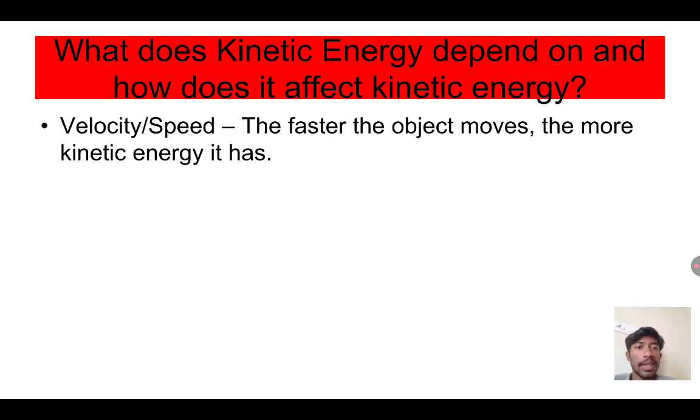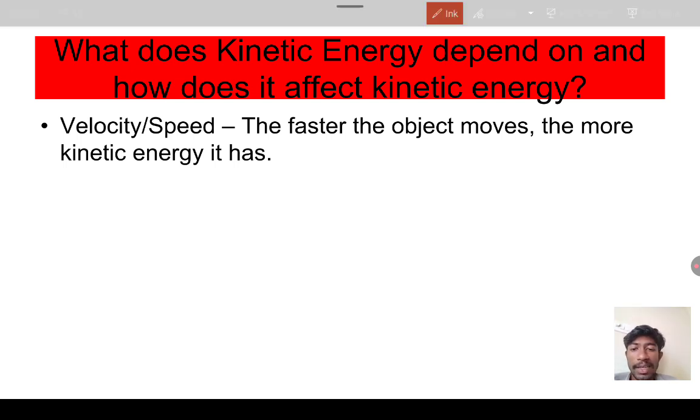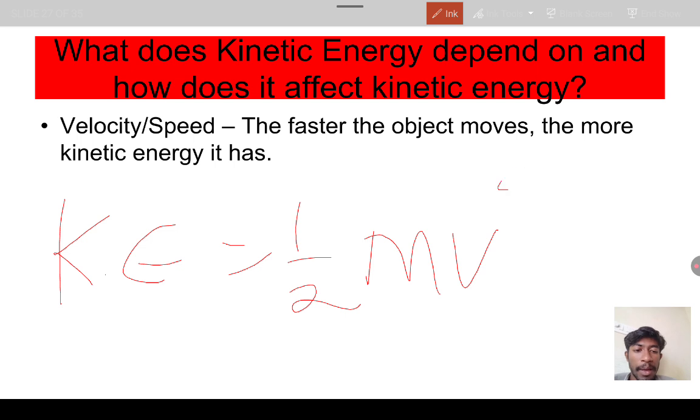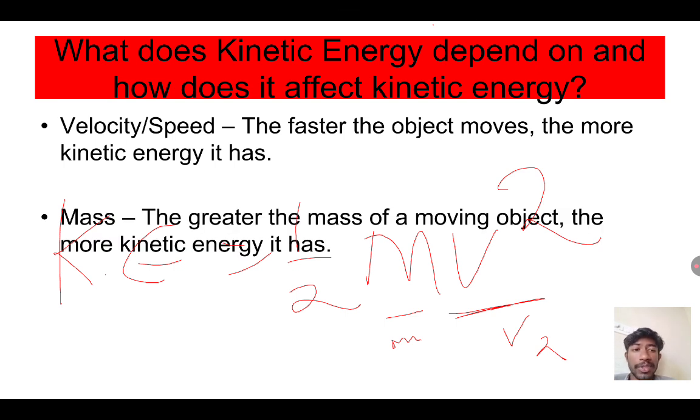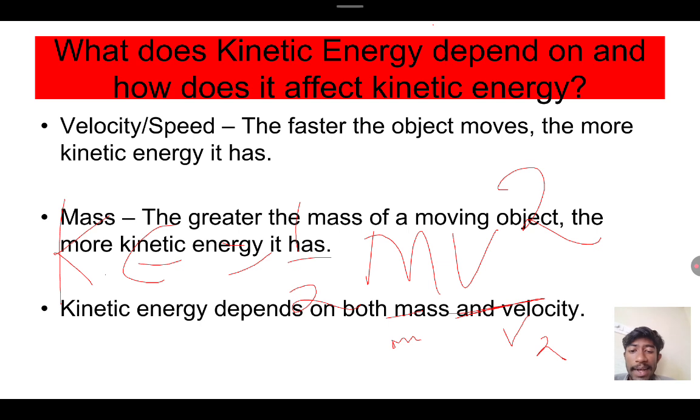See, the kinetic energy formula is half mv squared. You see, here the velocity is doubled, the mass is just 1. So the faster the object is, the more kinetic energy it has. Kinetic energy depends on both mass and velocity, but heavily on velocity because it is squared.